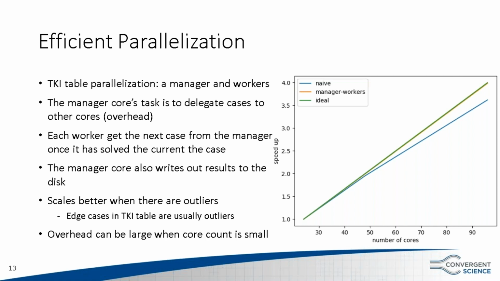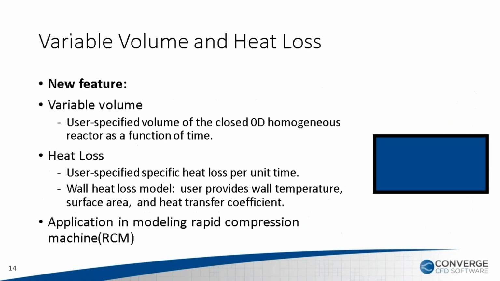You can see the speedup comparison between the naive method and the manager-workers method, and the ideal scaling as a function of the number of cores. If you have 10 times the cores, you should see 10 times the speedup. You can see the manager-workers approach follows the ideal scaling closely, but with some overhead because we are sacrificing one core. For the naive approach, there is some drop-off compared to the ideal scaling. This is a test using our reactor. That's why we make this available for the TKI table.